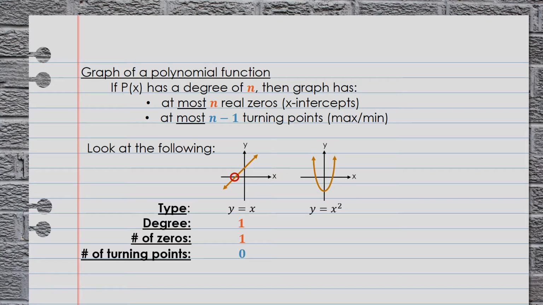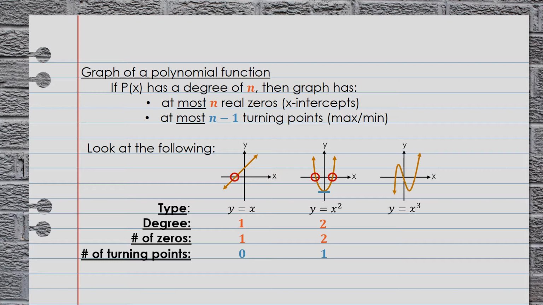This time we're looking at the graph of y equals x squared. Let's identify the degree. In this case, the degree is a 2. Again, we return to the top. If a polynomial has a degree of 2, then the graph has at most 2 real zeros, or 2 x-intercepts, as we can see on the graph. Again, if a polynomial has a degree of 2, then the graph has at most 2 minus 1 turning points. Well, what's 2 minus 1? Well, that's 1. And looking at the graph, we see it changes directions at one location.